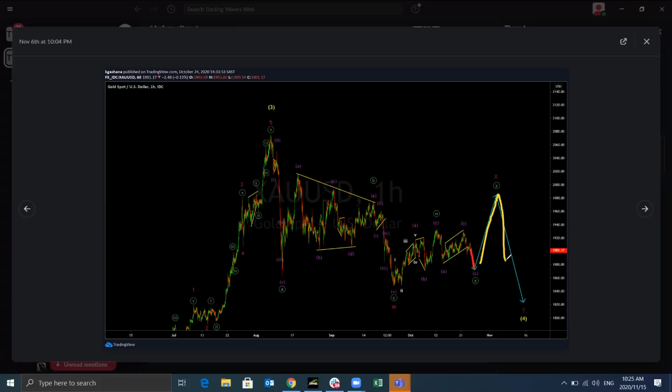Where is gold now? If you look at your charts now, check where gold is now. We're currently making this correction, and we're left with this move to complete here. That is how amazing this is. So now you can answer yourself.